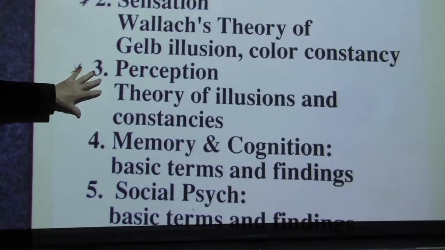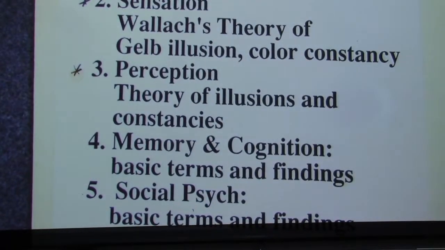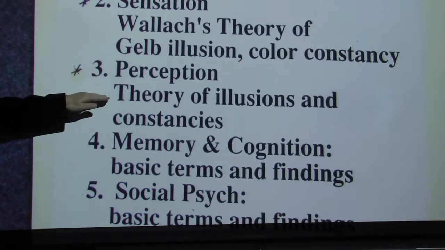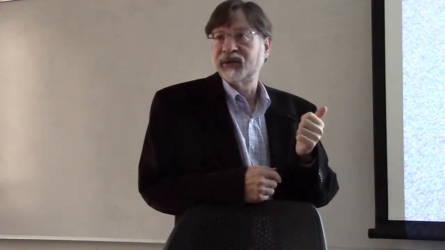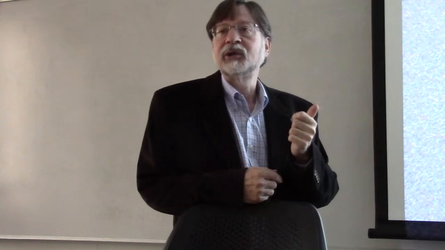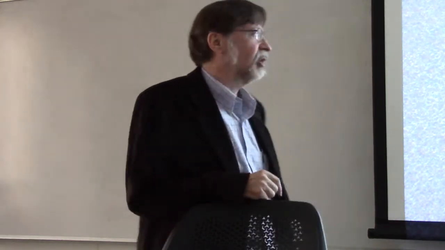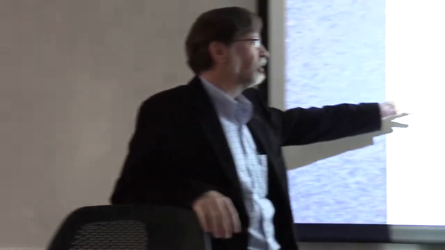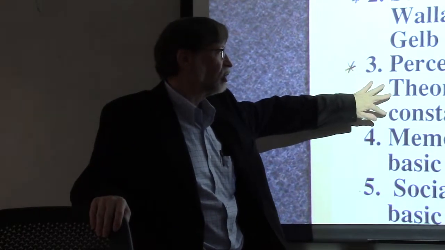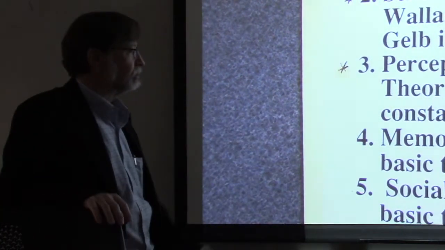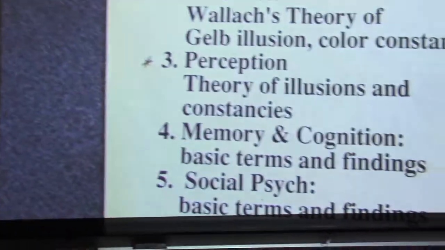And then in perception, we featured a theory of illusions and constancies. I talked about a theory that satisfies the philosophical criteria of a theory that explains the moon illusion, the Ponzo illusion, the Muller-Lyer illusion, the size of things in stereo, all sorts of other perceptual size type phenomena. And then you ought to know the basic things about memory and cognition.